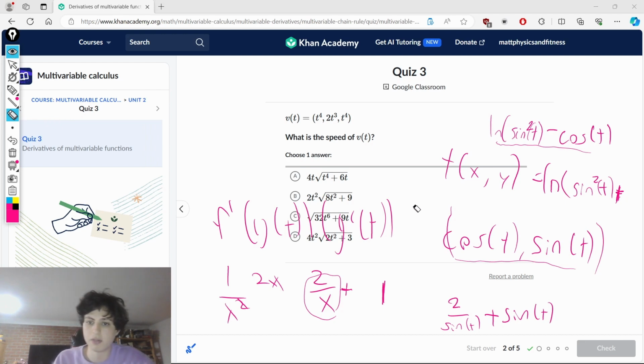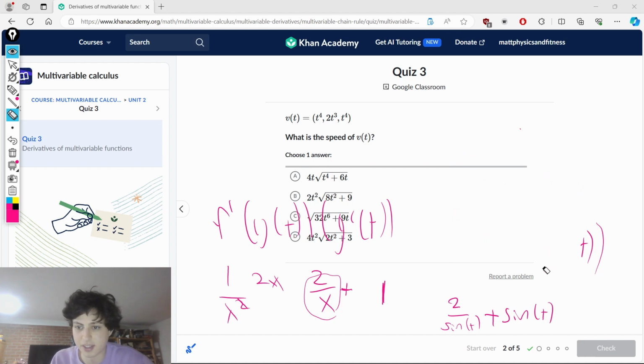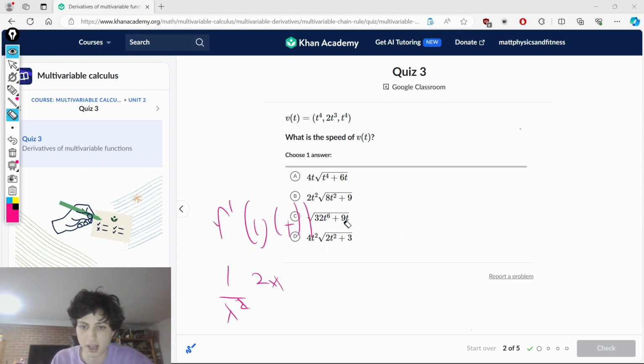What is the speed of v of t? Okay, big thing about speed is it just means magnitude. So if it's negative, you just still view it as positive. I have no idea what this means though. Oh no, I didn't see this in a video. Speed of v of t. There's only one function here, so I have to assume it's a bit easier than what I just did, right?